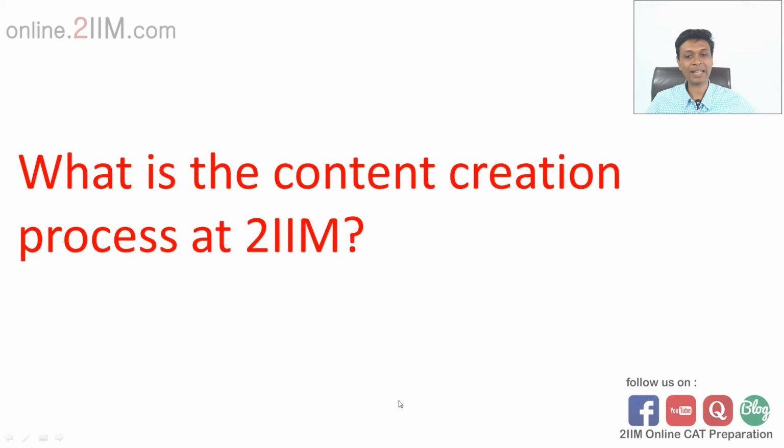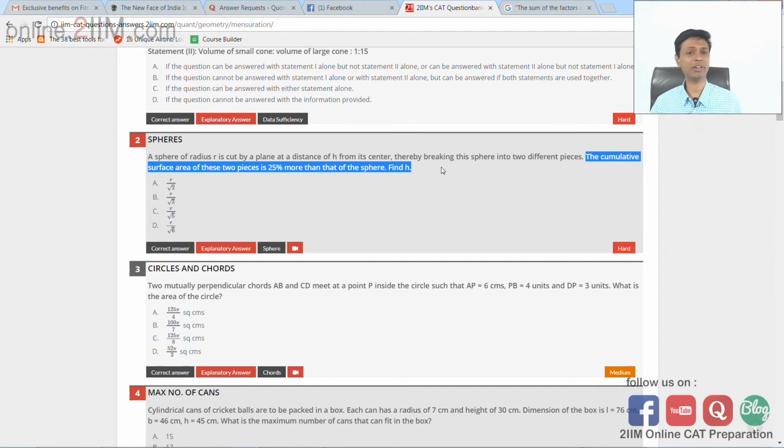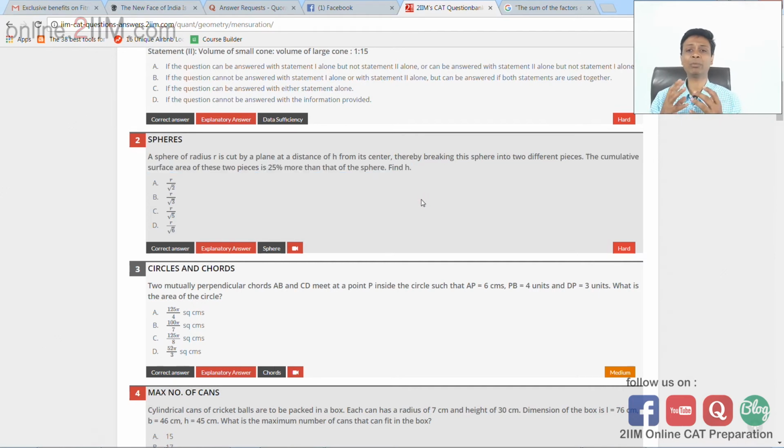Unless that happens, this is going to continue forever and ever. And there's got to be an appreciation of what goes into content creation for that to happen. I'm trying to showcase that with a simple question. A sphere of radius r is cut by a plane at a distance h from its center, thereby breaking the sphere into two different pieces. The cumulative surface area is 25% more. Find this.